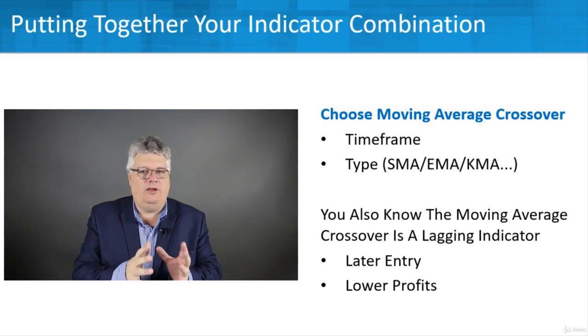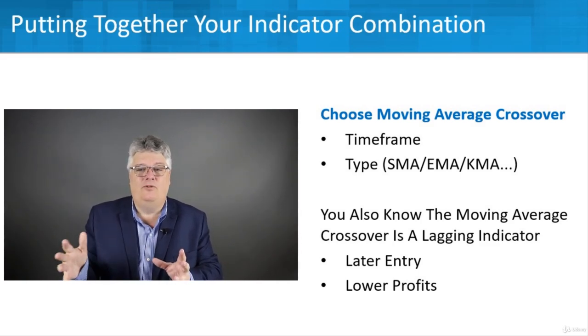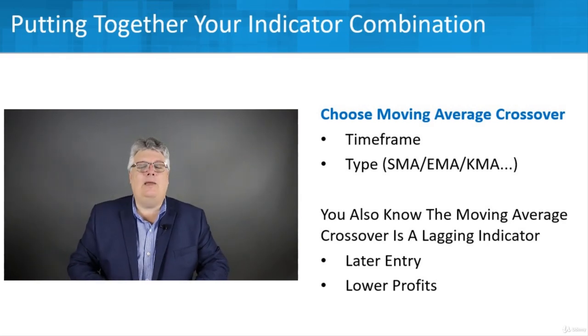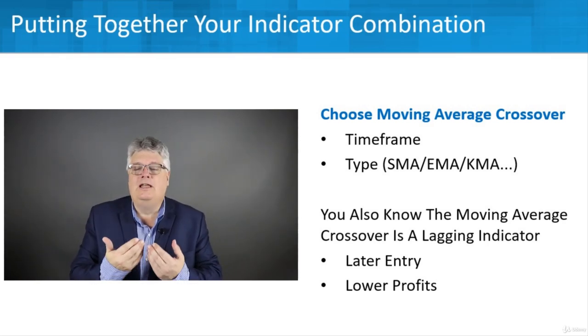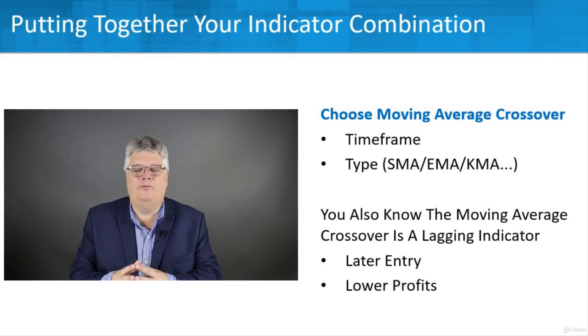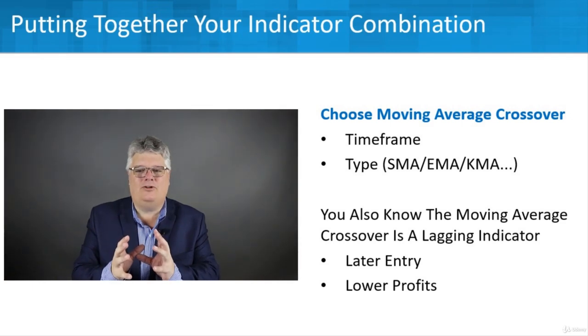So that's a time you're going to need to choose within that. You're going to need to choose time frames, because that's how crossover moving averages work. And you're going to need to choose the type of moving average line you want to use, whether it's a simple moving average, an exponential moving average, or something like a Kaufman moving average, those things that we learned about, right? So we have some decisions around that moving average crossover.